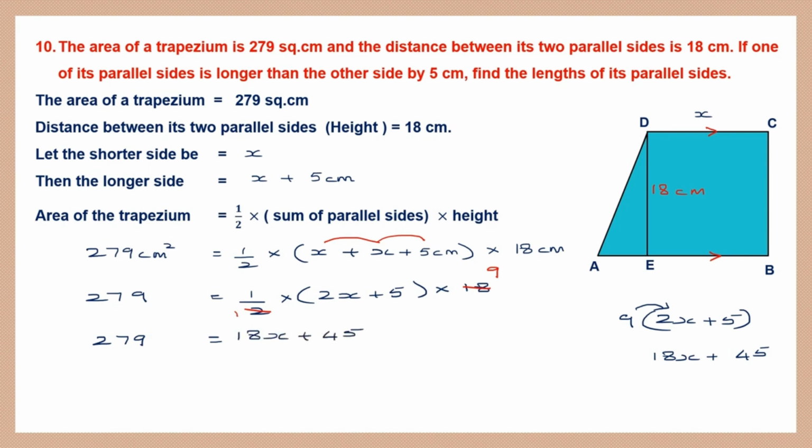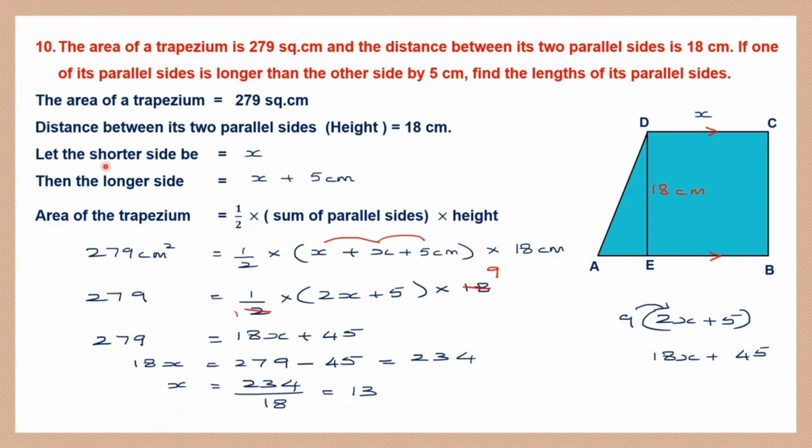Now we can find the value of 18x. 18x is equal to 279 minus 45. And how much is that? That is 234. So 18x is 234. So x will be equal to 234 divided by 18. 234 divided by 18 is 13. So x we have found out to be 13.